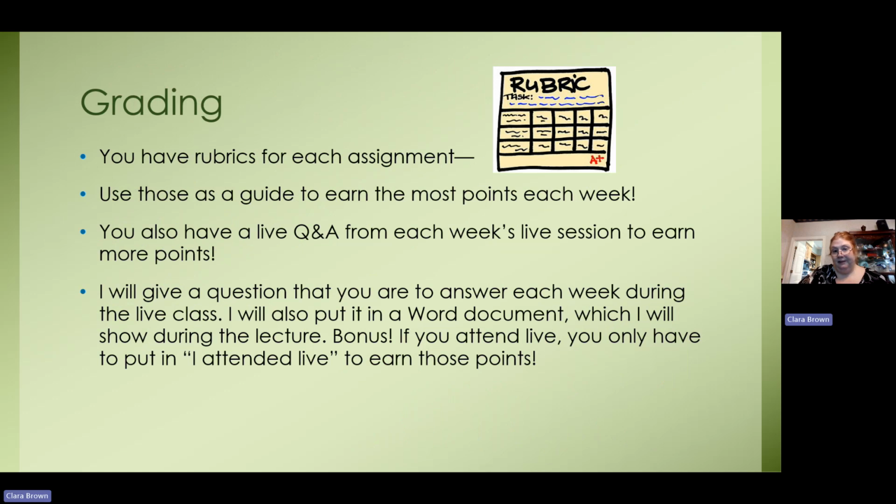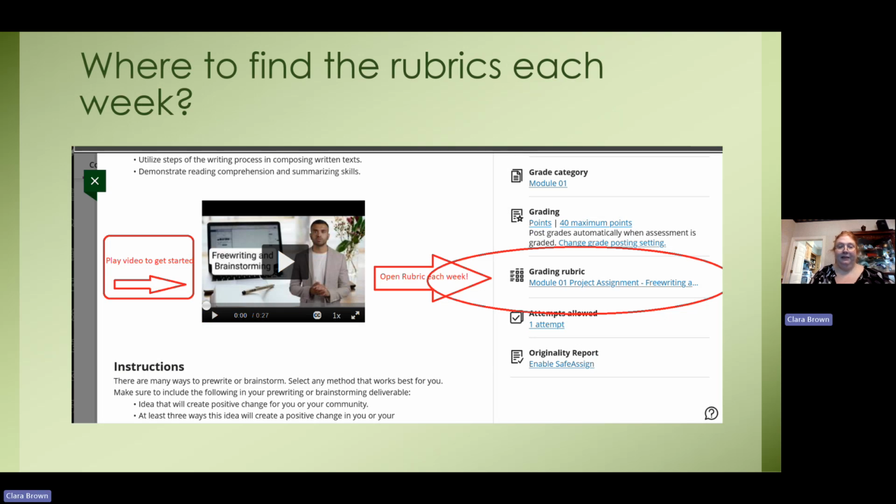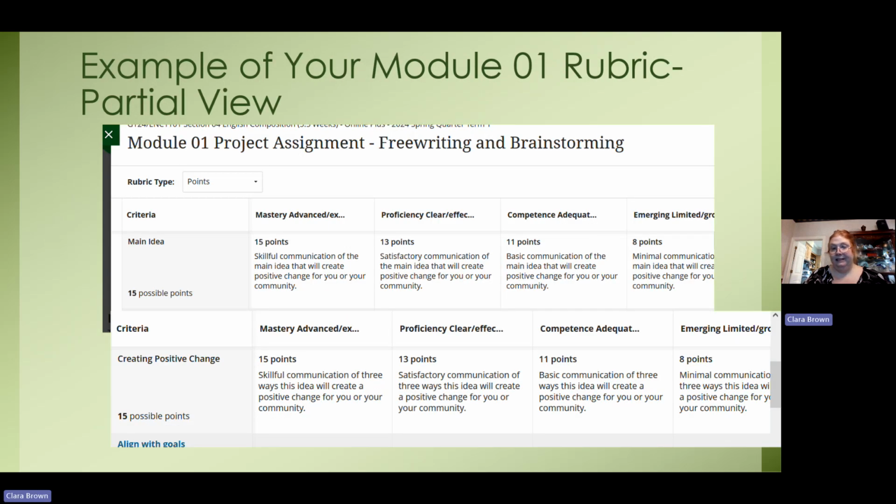So you do have rubrics for each assignment. Use those as a guide to earn the most points each week. You also have a live Q&A from each week's live session to earn more points. Where can you find the rubrics each week? Well, as you see here, this is the section where the brainstorming information is, and on the right-hand side, the grading rubric is there. And this is an example of your Module 1 rubric, the partial view.